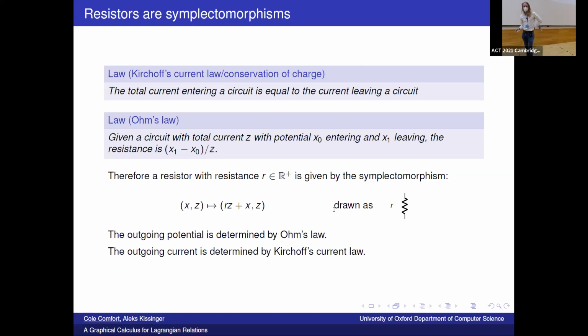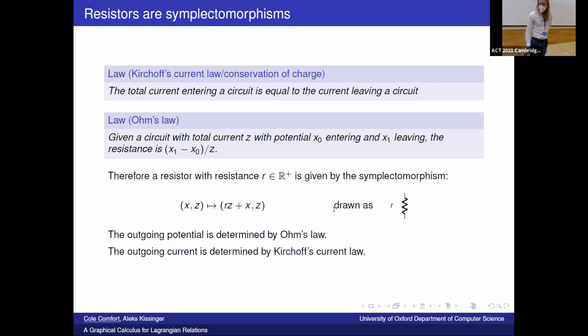So that's Kirchhoff's current law, otherwise known as the conservation of charge. And Ohm's law says that given a circuit with a current Z and a potential X naught entering and X1 leaving, then the resistance of the circuit can be calculated by taking the change in potential and dividing by the current. So in this setting, a resistor with resistance R, a positive real number, can be interpreted as a symplectomorphism.